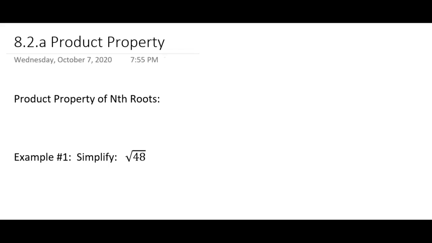Okay, so we're going to talk about the product property of nth roots. Say you have some root of AB, then you can split that up into two separate roots, like this. And I'm going to do an example here in a minute. You'll see this. It works both ways.